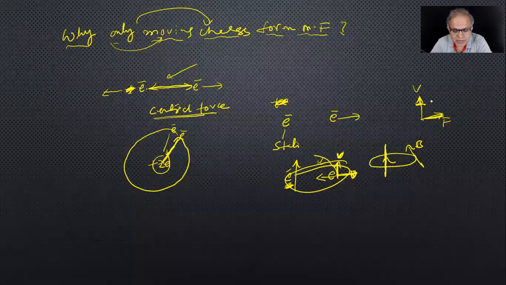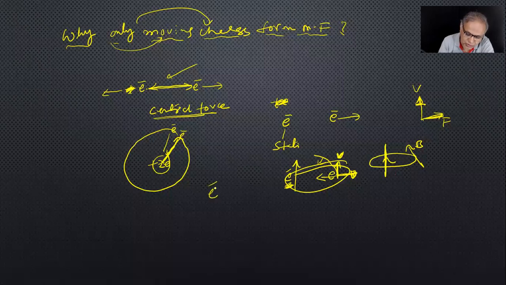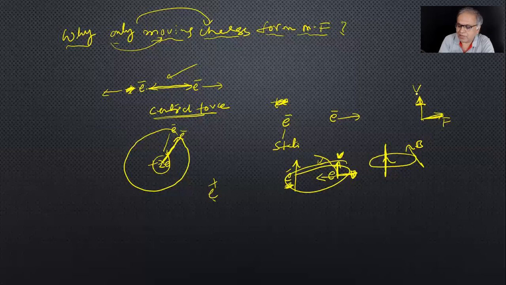Supposing you did not name them electric and magnetic fields, you could have named them field A and field B. One force comes because of position alone. One force comes because of velocity alone.